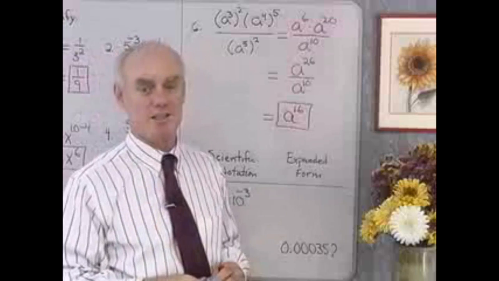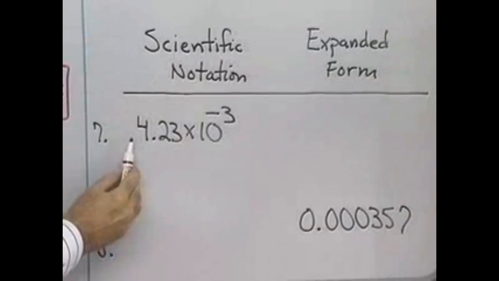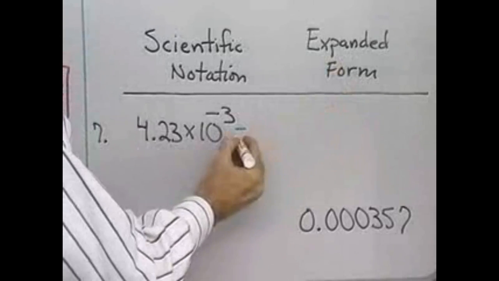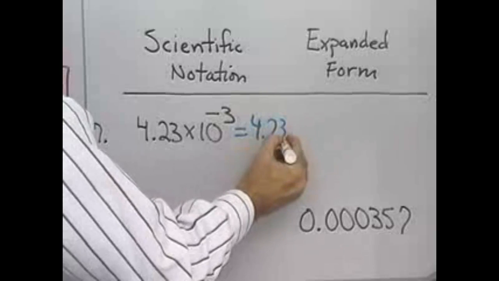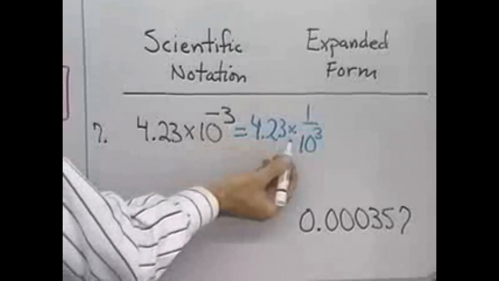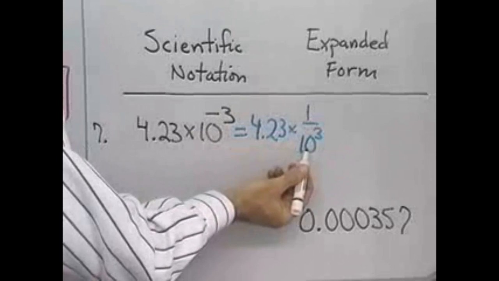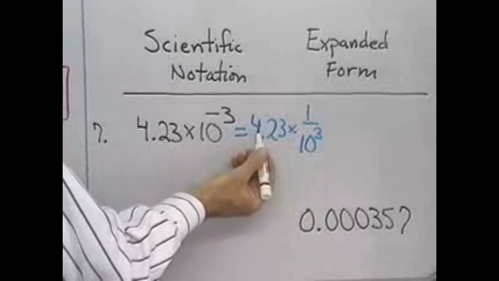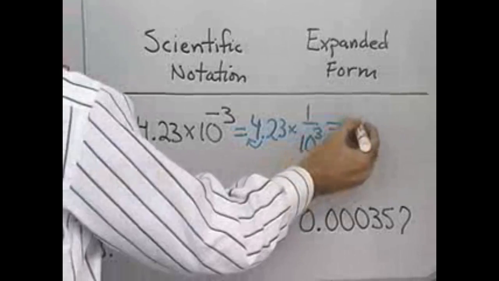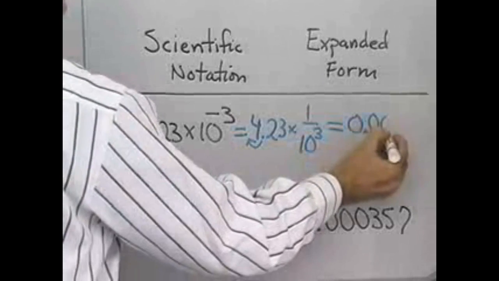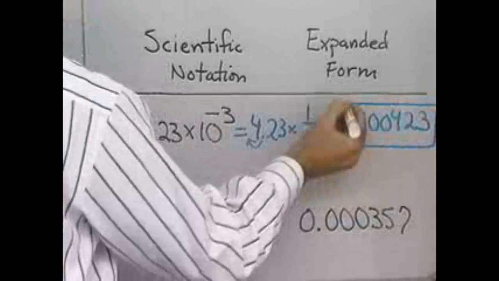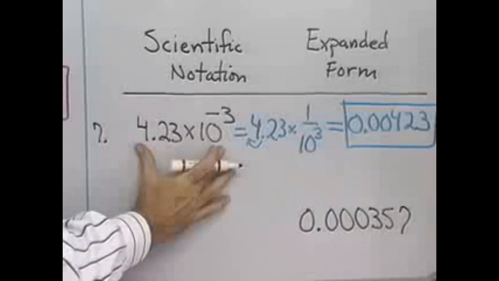Here's a quick look at scientific notation. 4.23 times 10 to the negative 3rd power. I want to write that in expanded form. Remember, this is 4.23 times 1 over 10 to the 3rd, because negative exponents give me reciprocals. That's 1 over 1,000. When I divide 1,000 into 4.23, it's going to move the decimal point over this way 3 places. So I'm going to have 0.00423. So that's the expanded form of this number that's written in scientific notation.